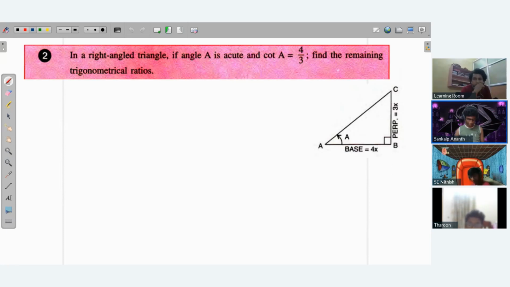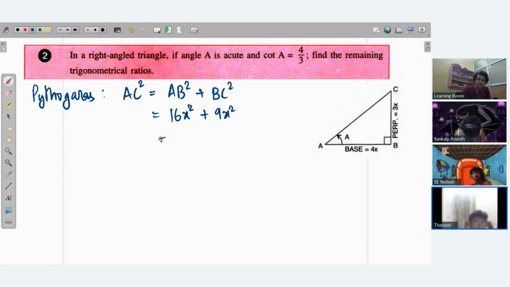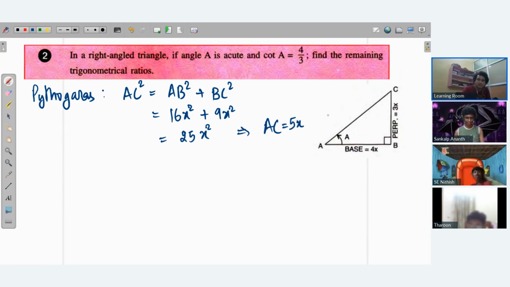Sir, sine is 4/3, cos is 4/5, tan is 3/4, cot is 3/4, sec is 2/5. Sine is not 4/3. Sine is 4/5. Pythagoras theorem says that AC square is AB square plus BC square, right? Then AC square is 16x square plus 9x square, so 25x square, and this tells me that AC is 5x. So this thing is 5x.